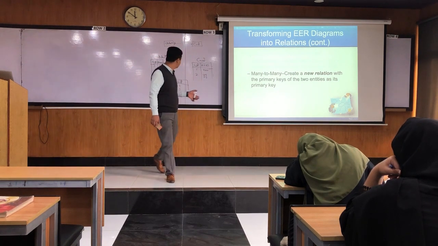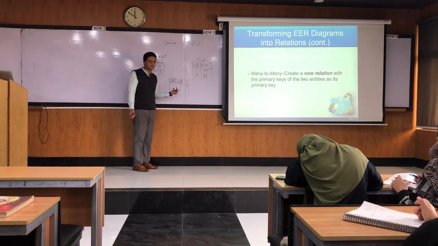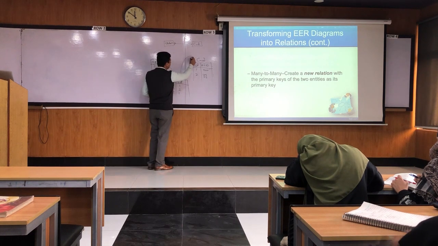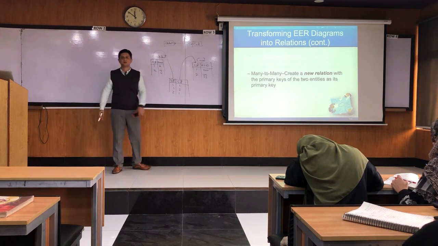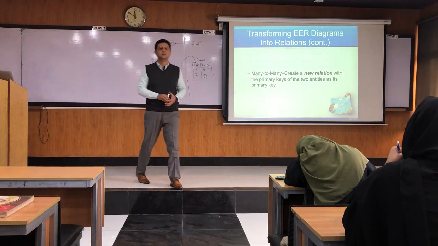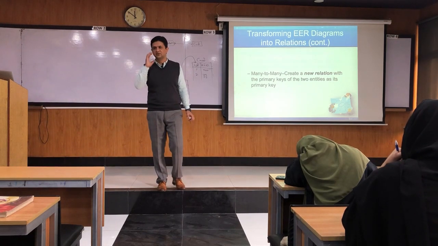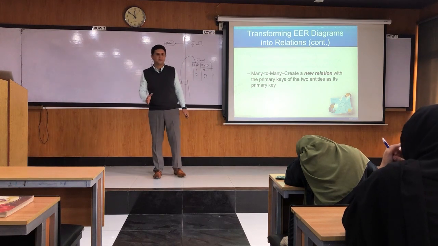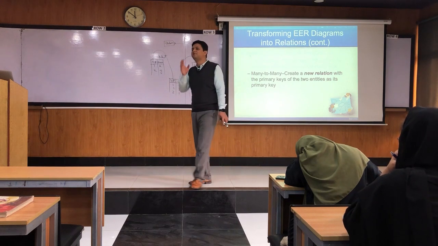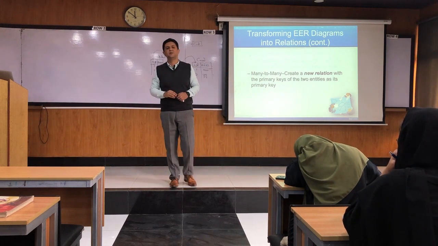Now let's move ahead. In this relation, the foreign keys have come. Okay, this student ID is referring to this, and this card ID is referring to this. So in the third relation, foreign keys will always come from the participating relations. This is a rule. The third relation that is created to accommodate the many to many cardinality shall have foreign keys from both the participating relations.